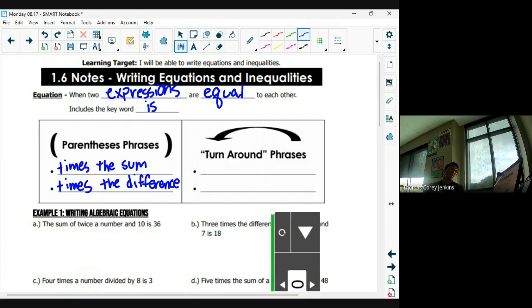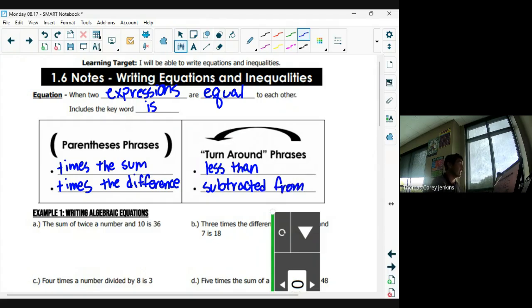Okay. Turn it around phrases. This is also stuff that gets people. Remember, with subtraction and division, order really matters, right? So if it says "less than," so if it says 2 less than x, even though 2 comes first in the phrase, it's minus 2. That'd be x minus 2. So you kind of flip them around. And then "subtracted from." Notice both of these have to do with subtraction, where order matters. So these are just things to look out for.